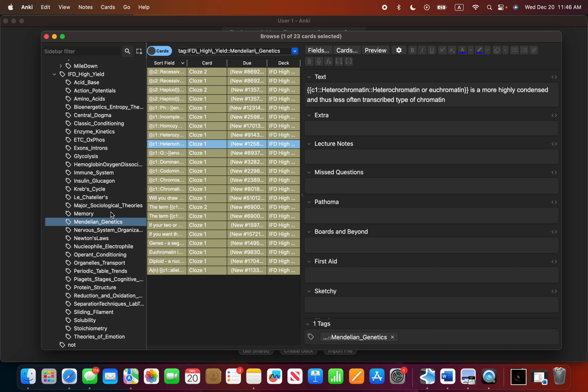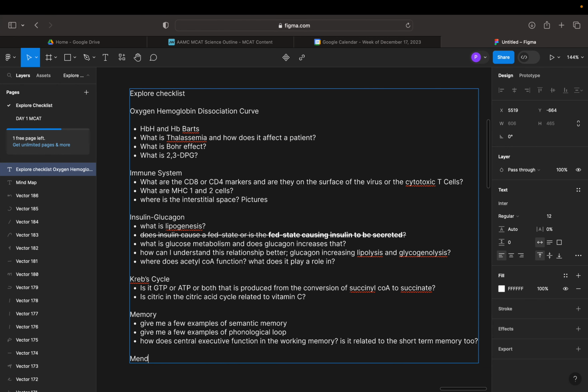What is the topic? Mendelian genetics. Does the U in euchromatin mean that it is in a normal and general state?